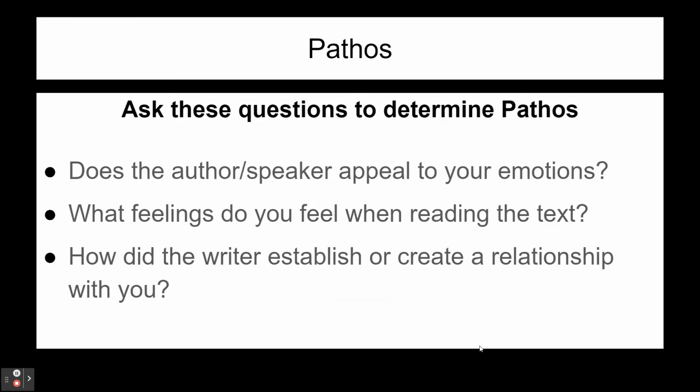You should ask these questions to determine if pathos is being used. Does the author or speaker appeal to your emotions? What feelings do you feel when reading the text? How did the writer establish or create a relationship with you? So, if the writer is trying to get your sympathy, or if they're trying to have a mutual understanding with you in some way, that's creating a relationship with you.